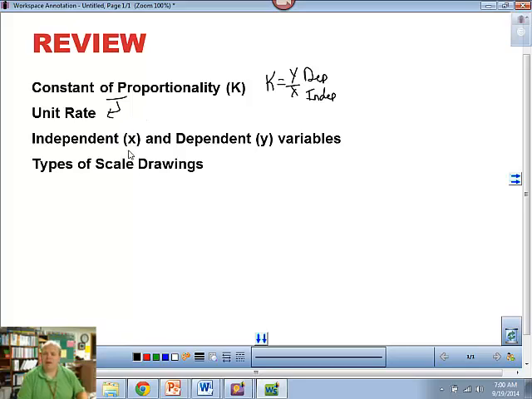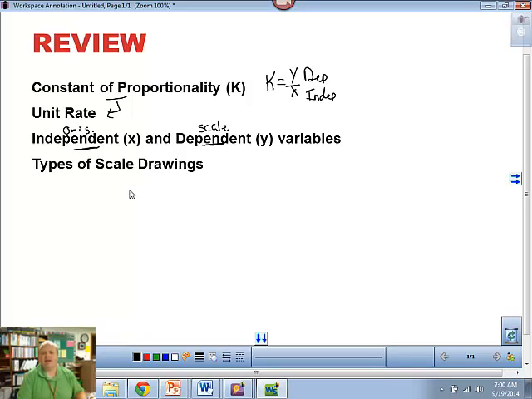And then another thing to remember is our independent and dependent variables. Remember, independent can stand by itself. Okay, I don't have to depend on anything, whereas my dependent is going to depend. So the independent is going to be my original drawing, and the dependent is going to be my scale. Okay, if that helps a little bit.